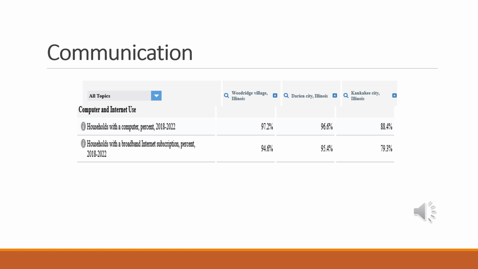Now, the types of language that were spoken at home in Woodridge is English only is 68.7%, Spanish is 11.9%, other Indo-European languages are 10.1%, Asian and Pacific Islander languages are 5.9%, and other languages are 3.5%. And this, I think, reflects the community as a whole, which is becoming more diverse.